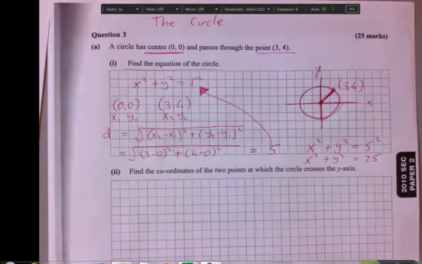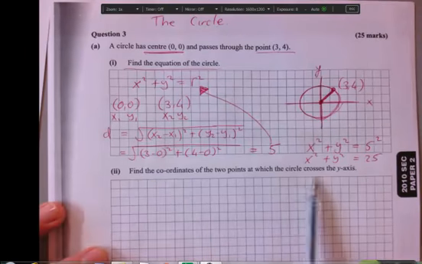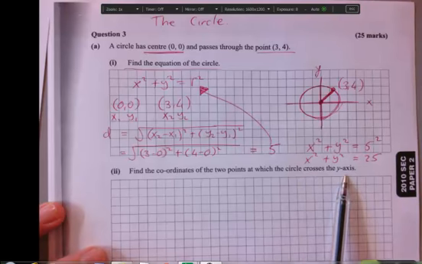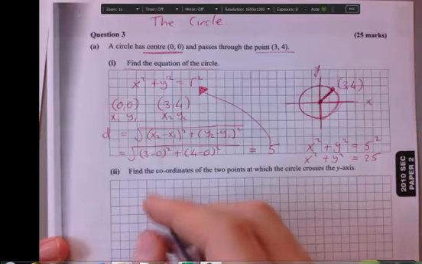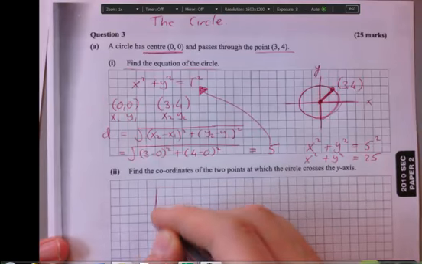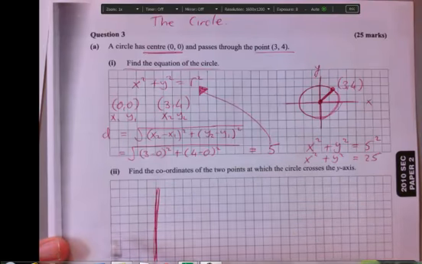For the second part of the question, it says, find the coordinates of the 2 points at which the circle crosses the y-axis. There's different ways that you can handle this, but right now, I think the first way I'll do it is I'm going to again sketch this out reasonably roughly.